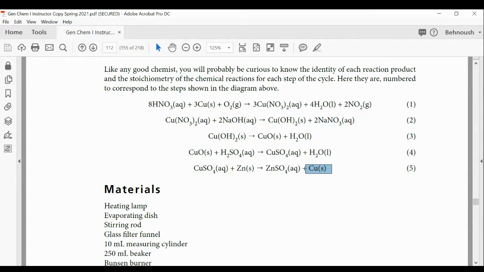Let's say you get 60% recovery. How could you lose copper? Copper did not disappear, right? You lost it in one of the steps of the reaction. Can you tell me in which step and how you can lose copper, or not recover all the copper? Any idea?